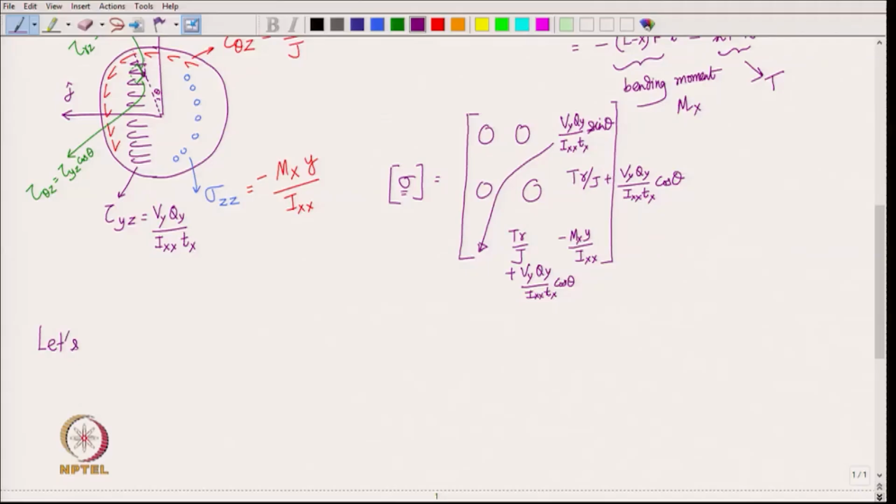Of course, you see in this coordinate system, none of the axes are principal axes. Suppose I want to use maximum shear stress theory again. Let us try to use max shear stress theory to design the shaft.